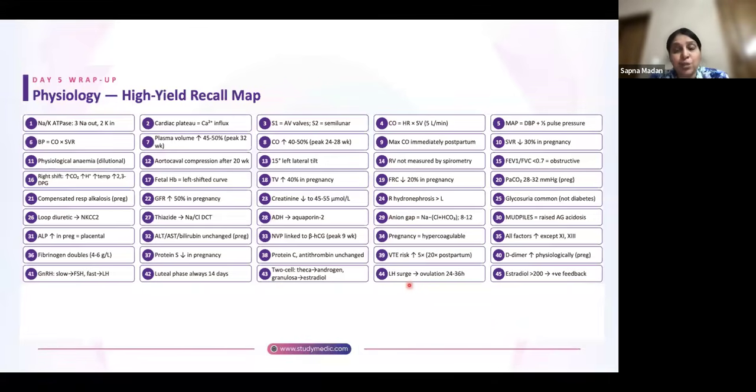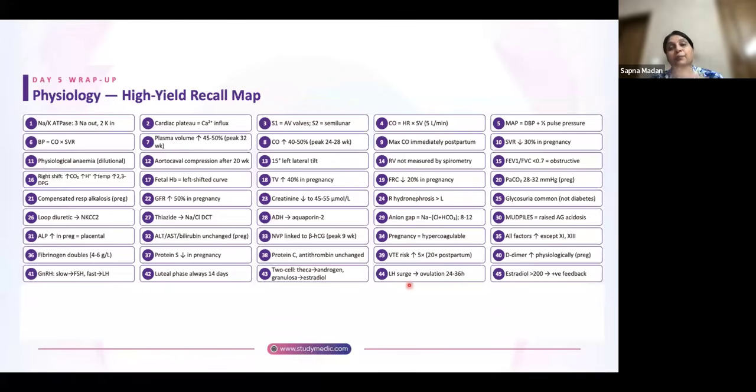GnRH can have slow pulses and fast pulses. Slow pulses will release FSH. Fast pulses, or increased frequency, every 60 minutes will help in release of luteinizing hormone. Luteal phase is always 14 days.